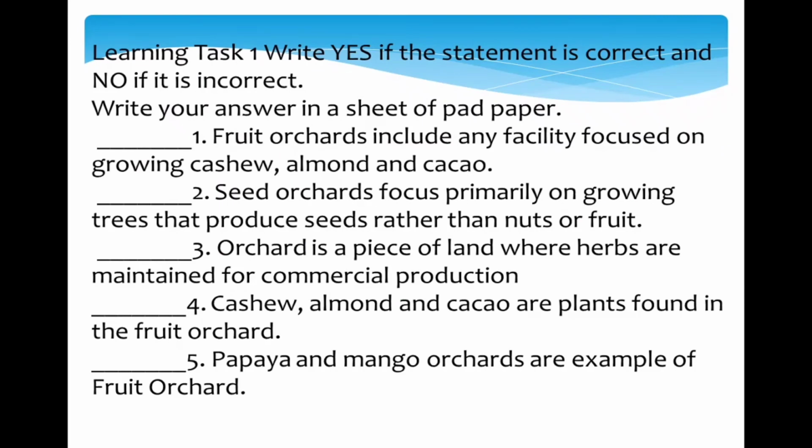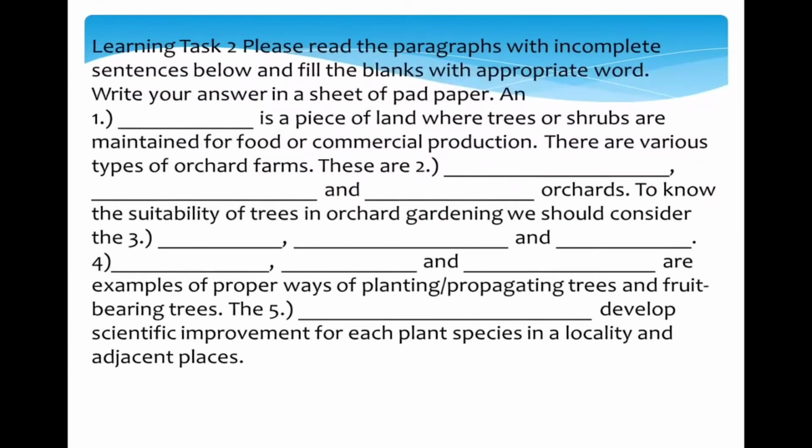So, that's all for today. For your learning task 1, what you're going to do is to write yes if the statement is correct and no if it is incorrect. So, that is 1 up to 5. Then, for learning task 2, what you're going to do is to read the paragraphs with an incomplete sentence below and fill in the blanks with appropriate word. Of course, we already discussed those lessons, no? Those things.